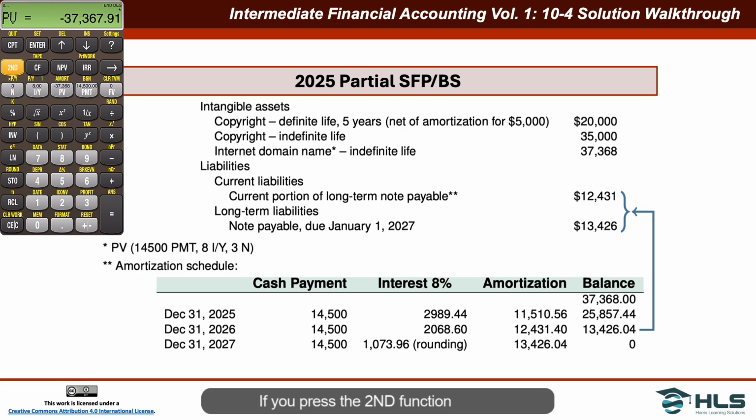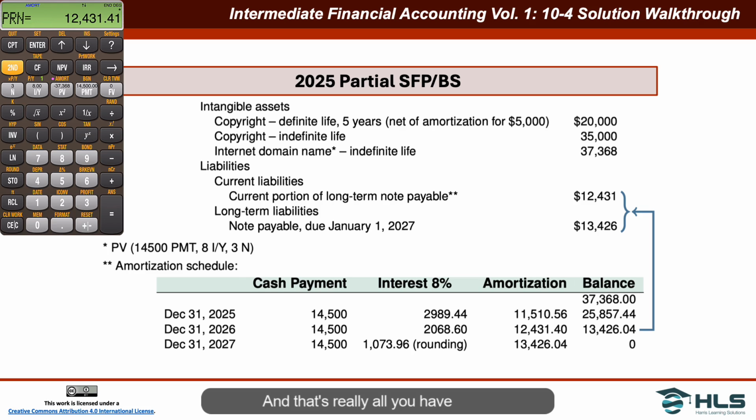If you press the second function button and then PV, the calculator will show P1 equals. Since we want to know the details after the second payment, for P1, enter 2. So press 2 and then enter, then the down arrow. And for P2 equals, enter 2, and then press enter. And then if you press the down arrow again, you'll see that the balance, BAL, is $13,425.93, which rounds to $13,426. If you press the down arrow again, you'll see that the principal, PRN, is $12,431.